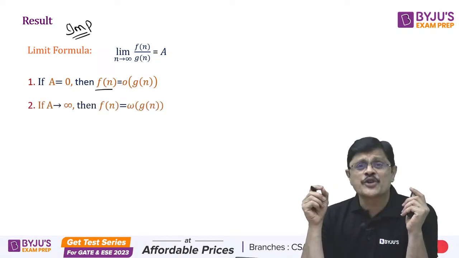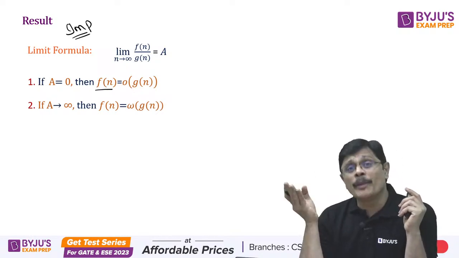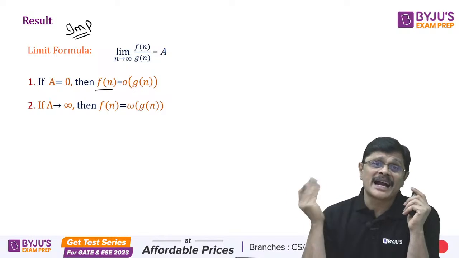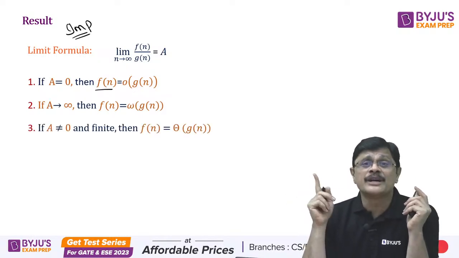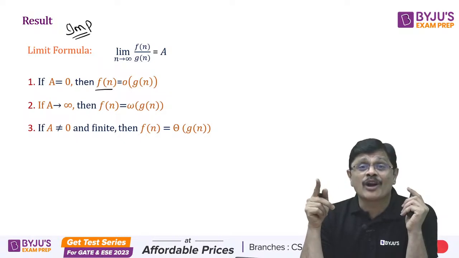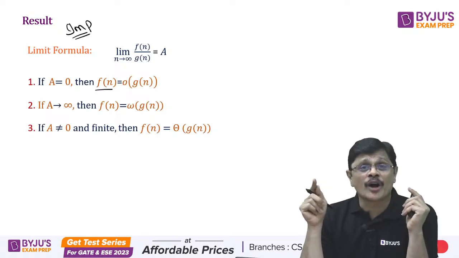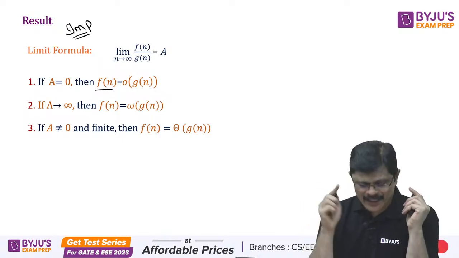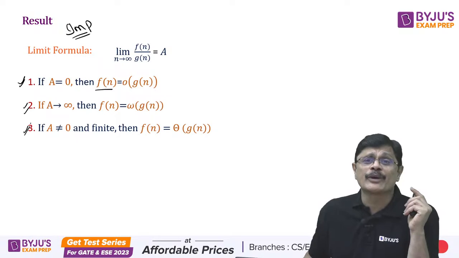Suppose A tends to infinity, which means the numerator is larger. That is, Fn is small omega of Gn. That is, Fn is larger than Gn, my dear friends. Suppose the limit is a finite non-zero value, then Fn and Gn have equal order of growth, my dear friends. Am I clear? So this limit formula helps you in solving problems very, very quickly.